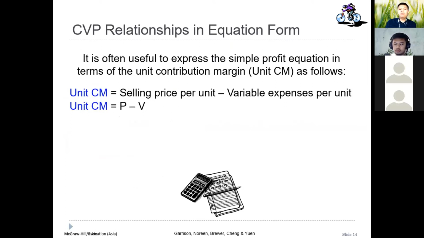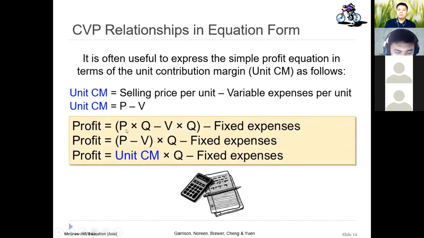Right? So, CVP relationships in equation form. It is often useful to express the simple profit equation in terms of the unit contribution margin. That's the CMU, the selling price per unit less the variable cost per unit. Where it says here, unit CM is the SPU, the selling price per unit, minus the variable cost per unit. Therefore, it's just P minus V, and you have your contribution margin per unit, minus the fixed expenses, he says.